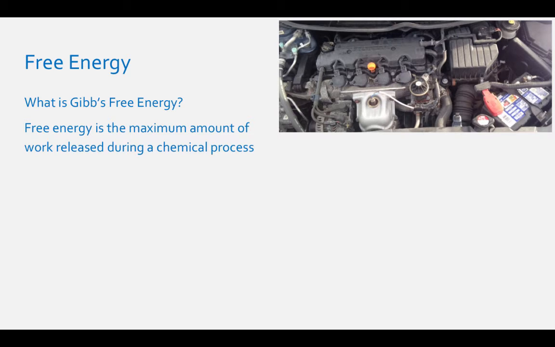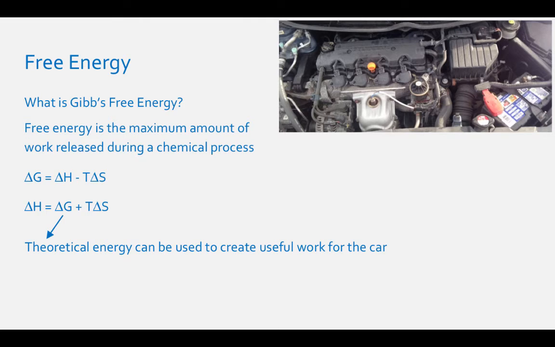For an example process, let's consider an internal combustion engine of a car. We will rearrange our free energy equation to solve for delta H. This will look like delta H equals delta G plus temperature times delta S. This means there are two parts to the total amount of energy that comes from making and breaking chemical bonds in the combustion equation.